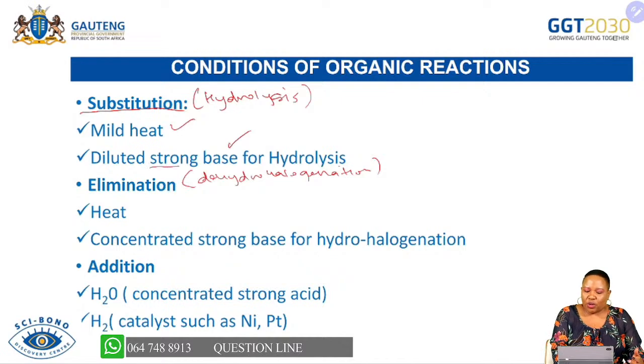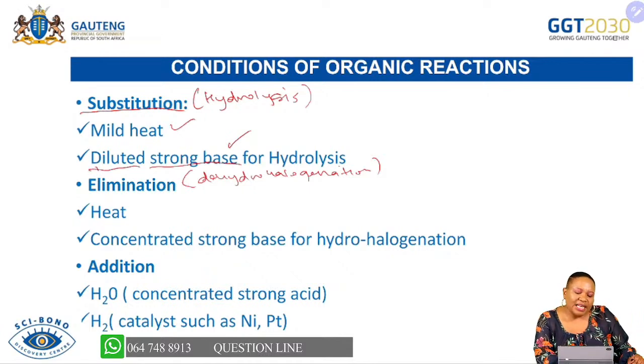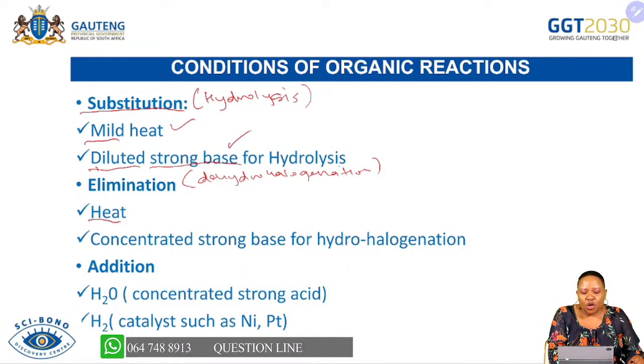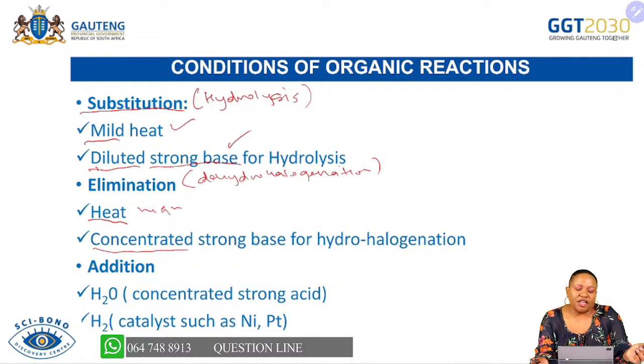I know that we talked about strong bases in the other topic of acids and bases, and now you are in a position where you understand them better, because we already did all the topics. So the base must be diluted and the heat must be mild. But if you are looking at the elimination, you must heat it. It means the heat is a little bit higher here, and the base must now be concentrated. The reason why I discuss these two is because they are close to each other, and it is easy to make a mistake in understanding them.